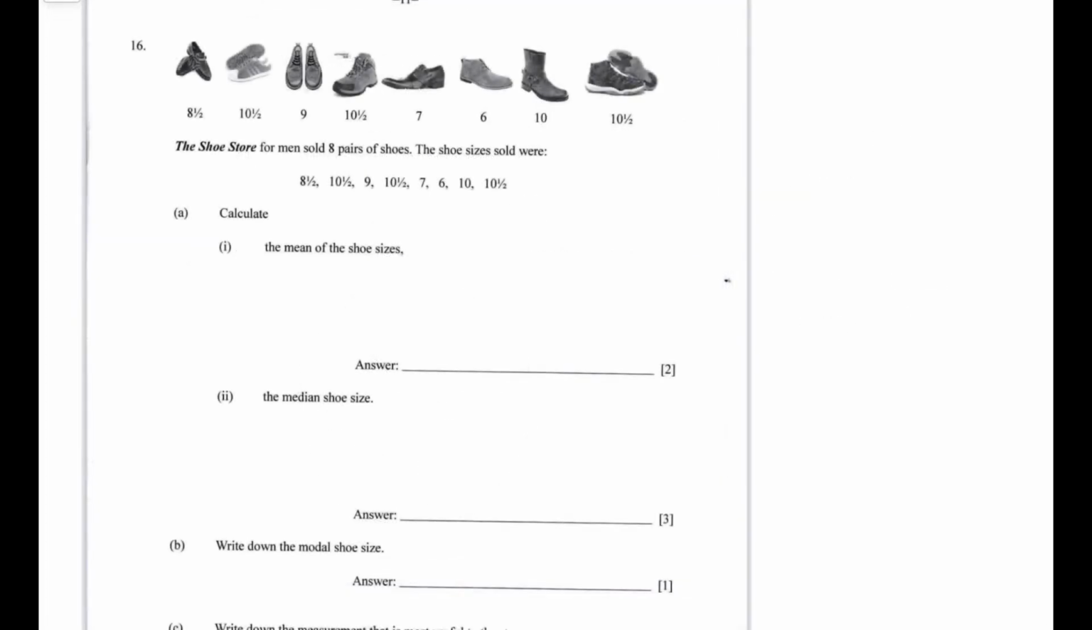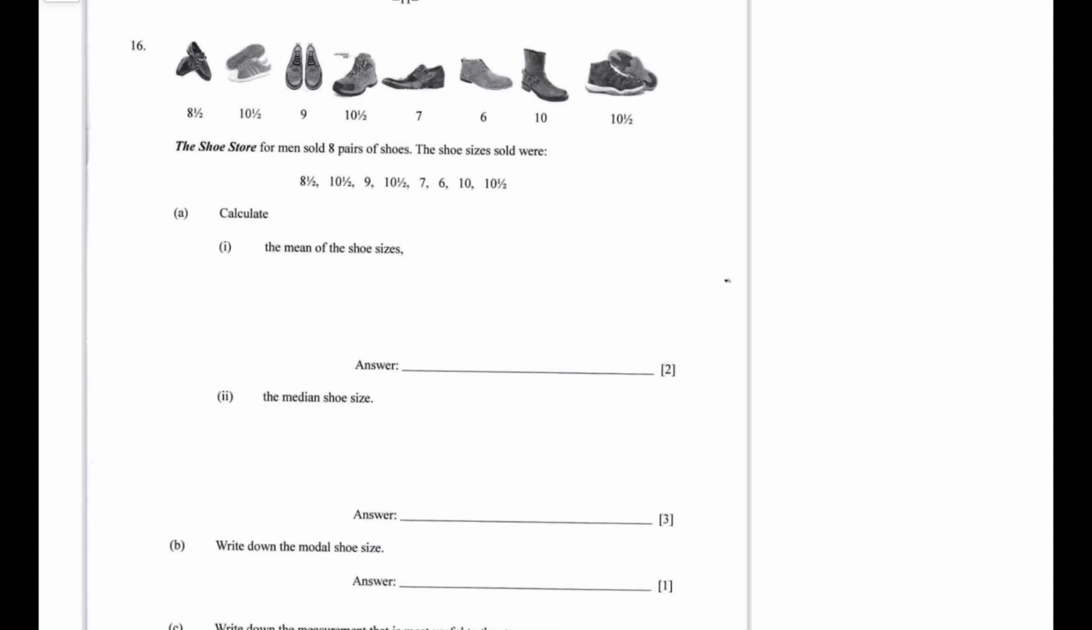Alright guys, so number 16 says, the shoe store for men sold 8 pairs of shoes. The shoe sizes sold were listed below here as 8.5, 10.5, 9, 10.5, 7, 6, 10, and 10.5. We need to calculate the mean of the shoe sizes. And basically, mean is just another word for average.